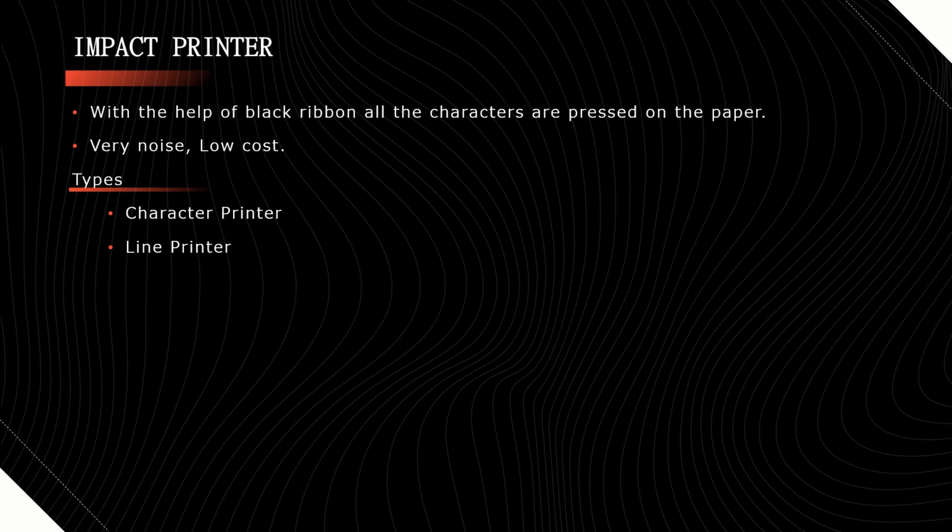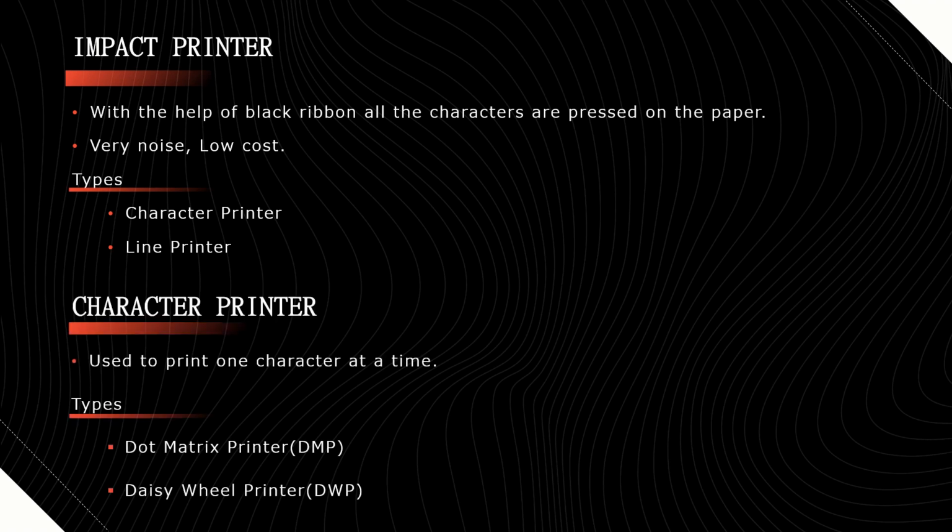Impact printer. An impact printer consists of one black ribbon. First the characters are printed on this ribbon, and then they are pressed onto the paper. These produce a lot of noise, and are useful to print bulk information due to the low cost. In this we have two types: character printer and line printer.